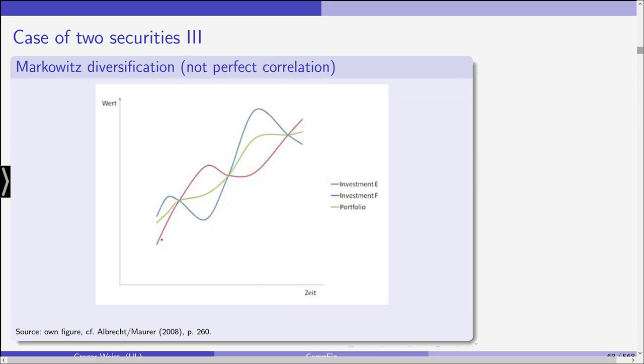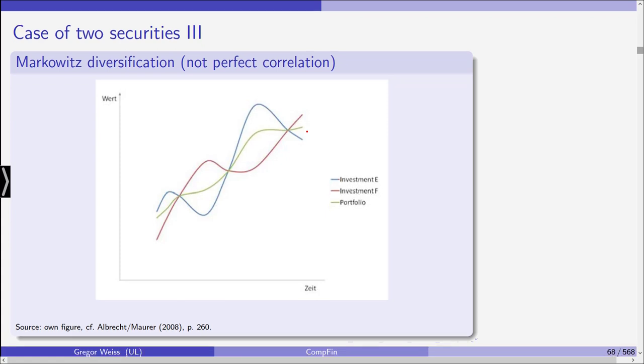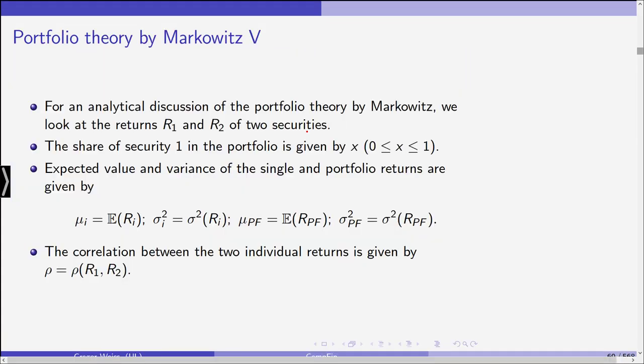And if we have not perfect correlation, somewhere between plus and minus 1, we can see that we have investment E, we have investment F, and the portfolio will move something like this. So it depends on what the correlation looks like, and then we can try to exploit this.